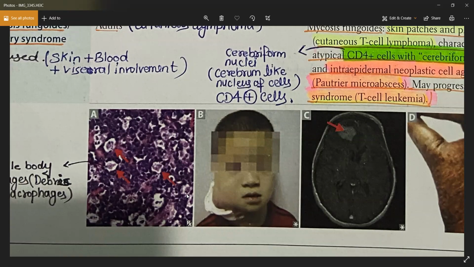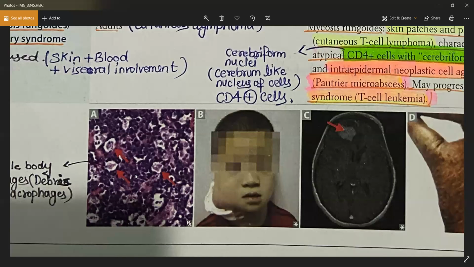What are these macrophages? These are some modified macrophages. You see, they have a special type of cytoplasm, and these macrophages are filled with debris of the cells. These are a modified type, and you call them tingible body macrophages. It's just a fancy name for a macrophage which is filled with lots of debris, nothing much.